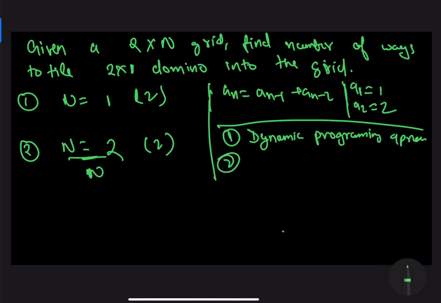And the second approach, the more optimal one, is the matrix exponentiation approach, which we will discuss in the coming videos. The second approach can solve this problem in log of n time, whereas the dynamic programming approach would take linear time. Since we are discussing dynamic programming in these two sections, we will take the dynamic programming approach to solve this problem.